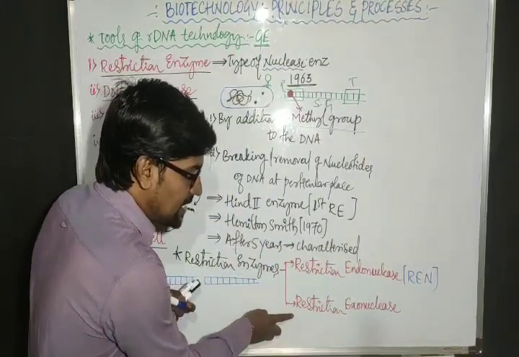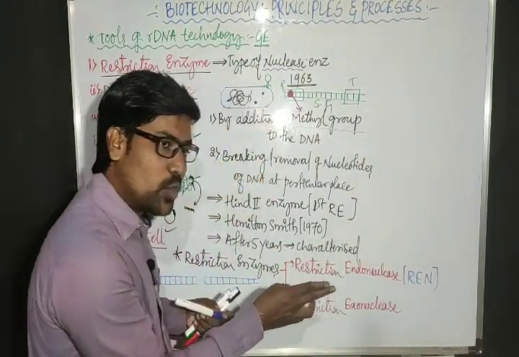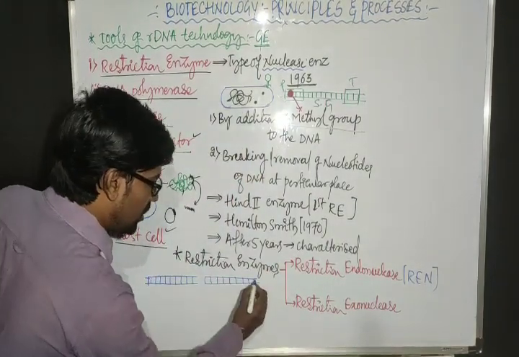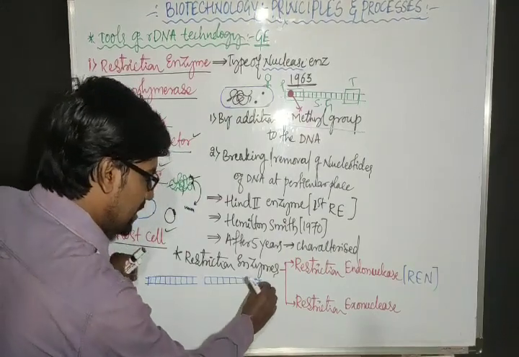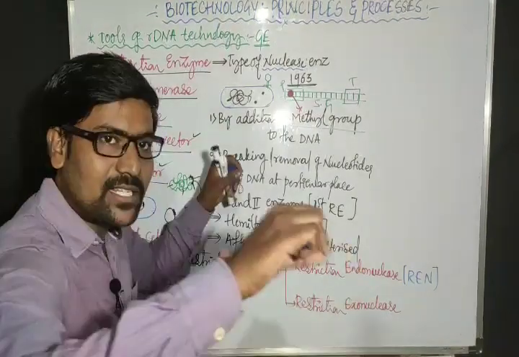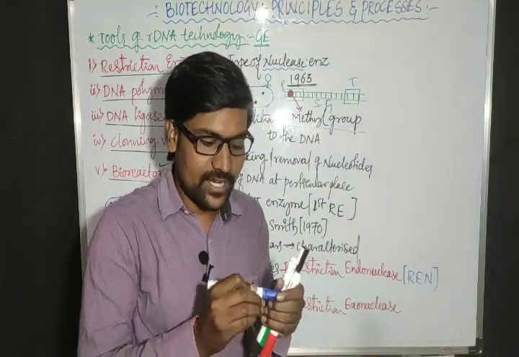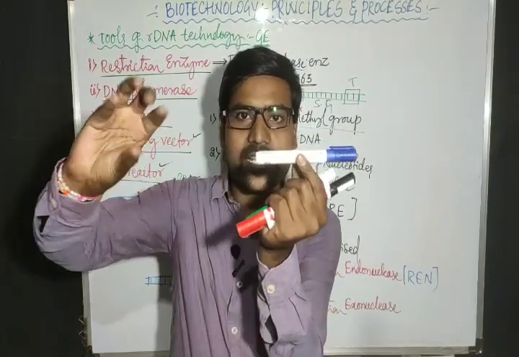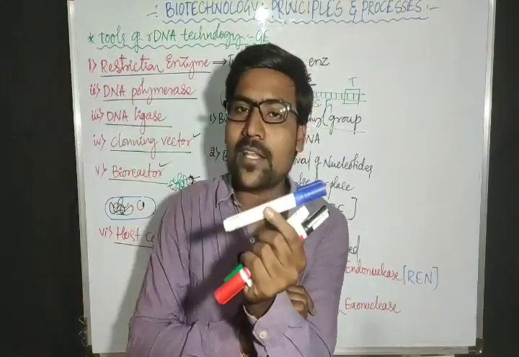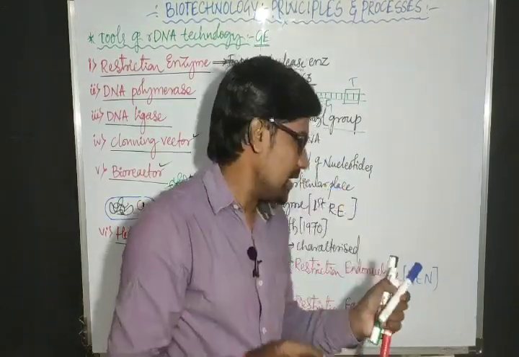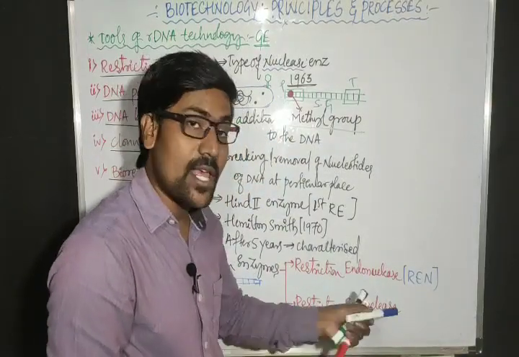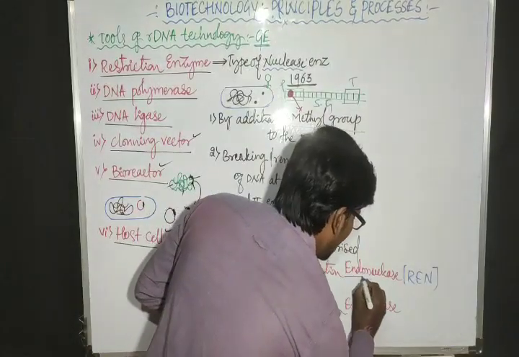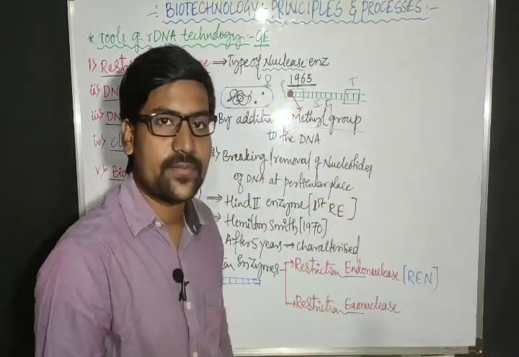But if the enzyme is going to remove the nucleotides at the ends, say for example, if this is the DNA strand and the last nucleotides are removed, then that work is done by the enzyme restriction exonuclease. Exo, this is endo, this is endonuclease and this is exonuclease.